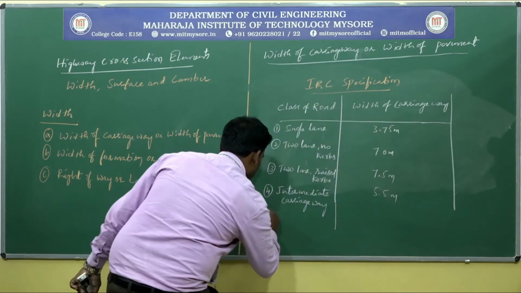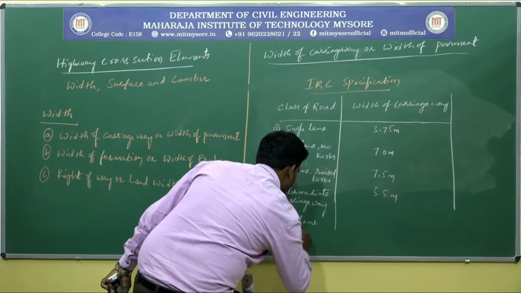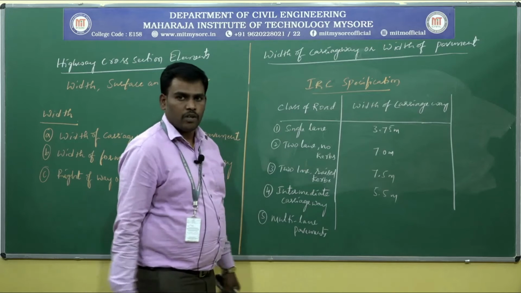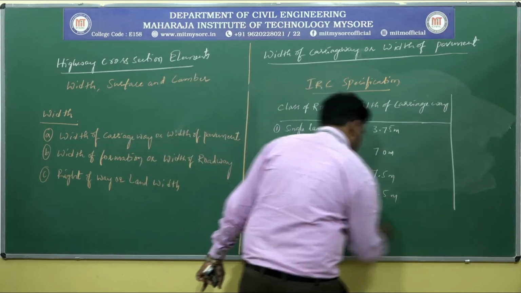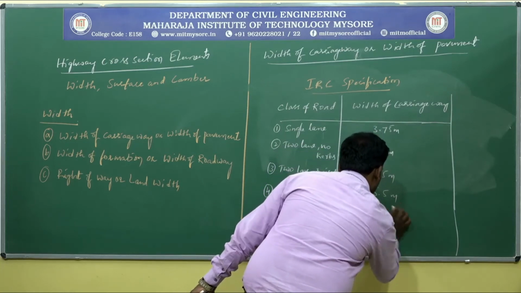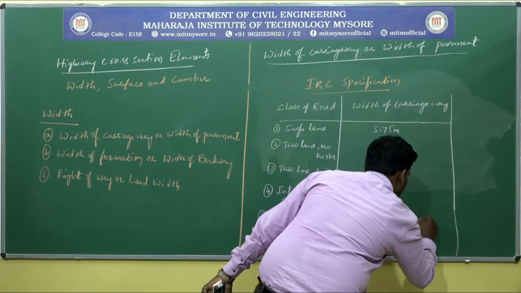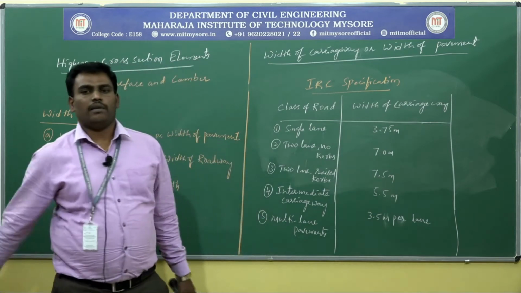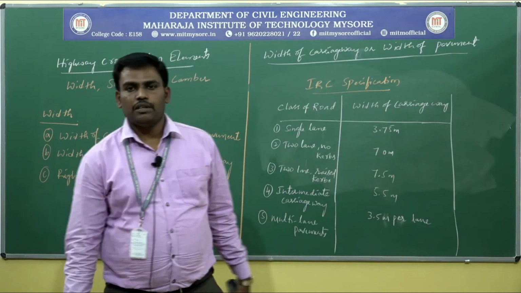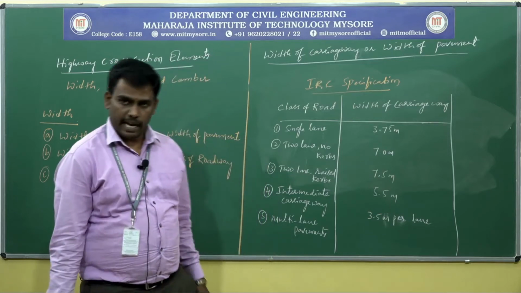And lastly, for multi-lane pavements, more than 2 lanes, it is about 3.5 meter per lane. Okay, these are the IRC specifications for width of carriageway.